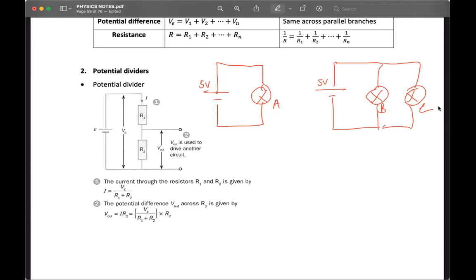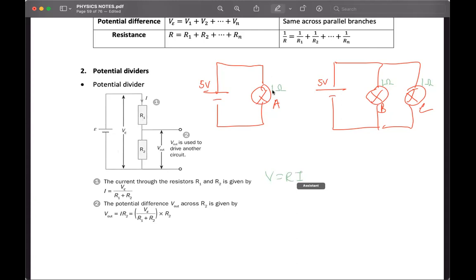Okay, so let me review the answer. The answer is, even though there's only one battery powering more bulbs, all 3 bulbs will have the same brightness in theory. Is that clear? Okay, why? Let's give a simple calculation. If each of the bulbs is 1 ohm, clear? So V is equal to RI.